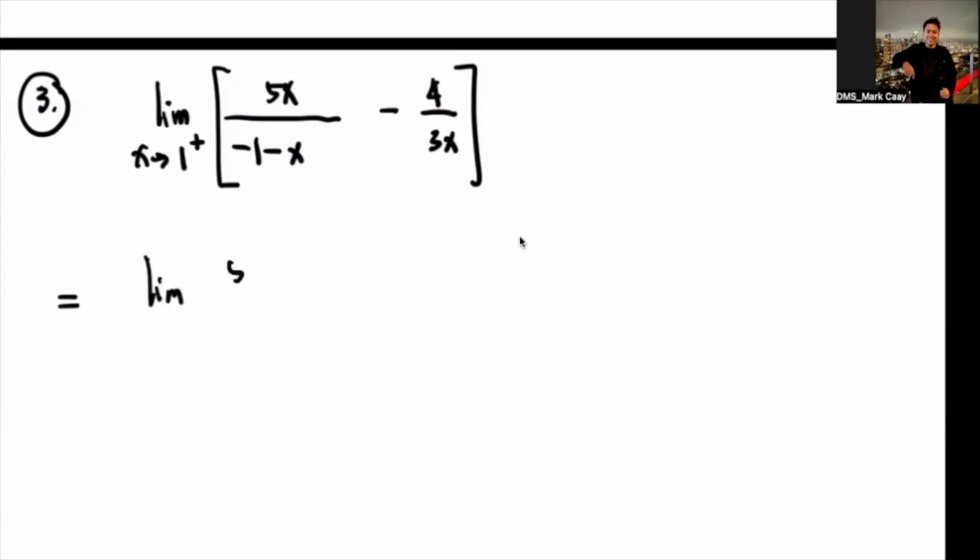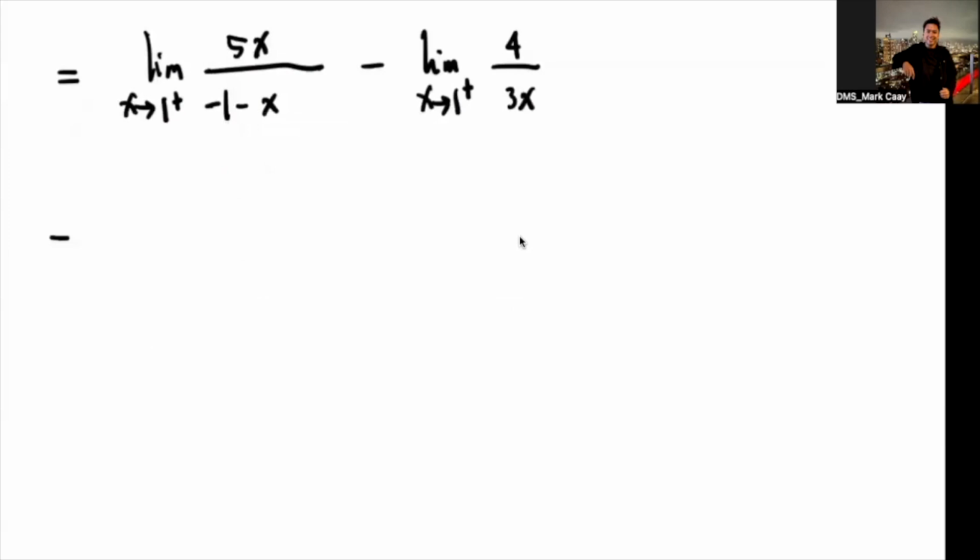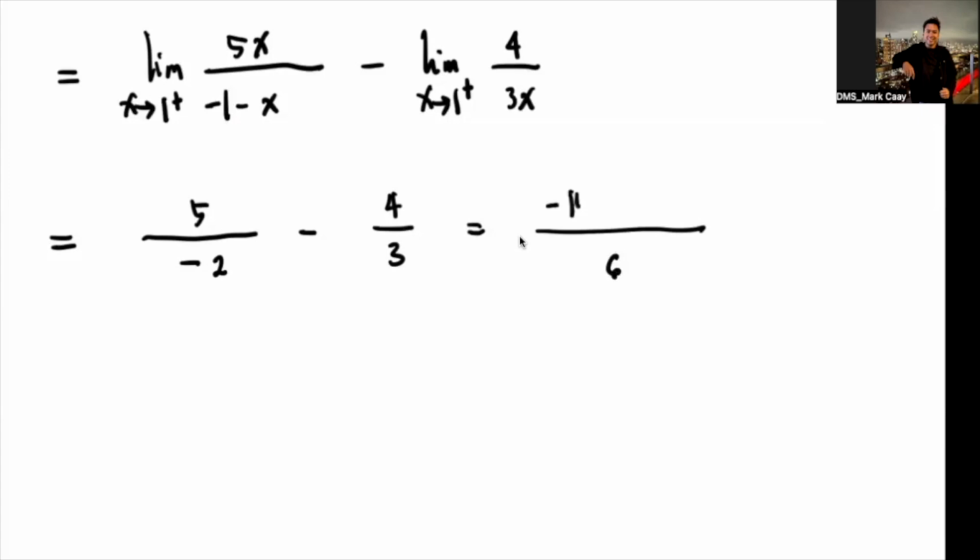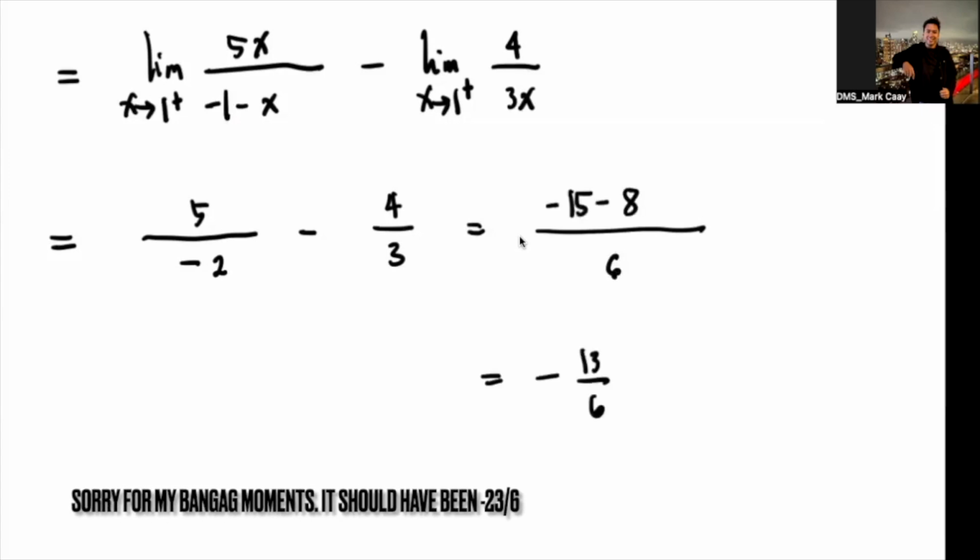So, I have this 1. And so, if you notice, you can just completely use the 1 there. So the answer is 5 over negative 2 minus 4 over 3. So the answer here is, correct me if I'm wrong, negative 15 minus negative 8. So that's it. If you have any question or clarification, please let me know.